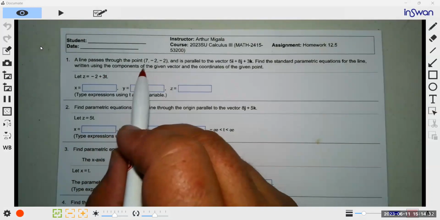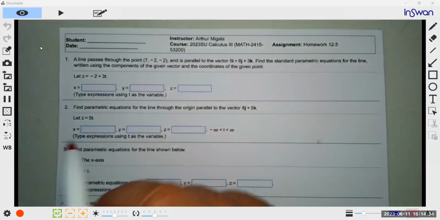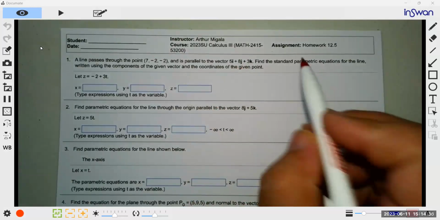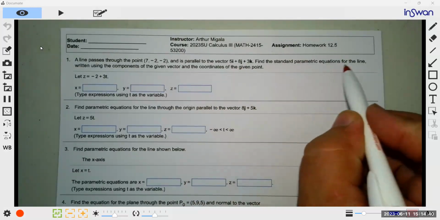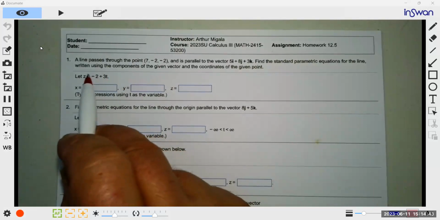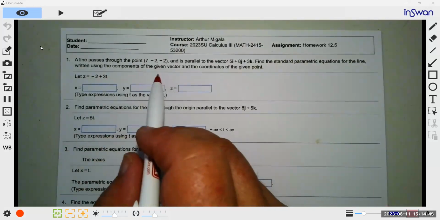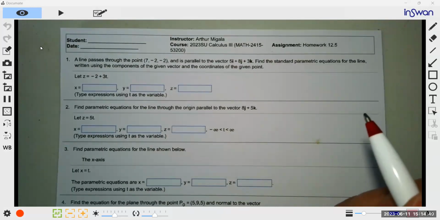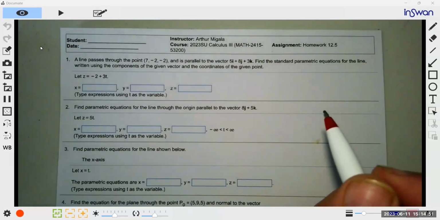A line passes through the point (7, -2, -2) and is parallel to the vector <5, 8, 3>. Find the standard parametric equation for the line, written using the components of the given vector and the components of the given point.